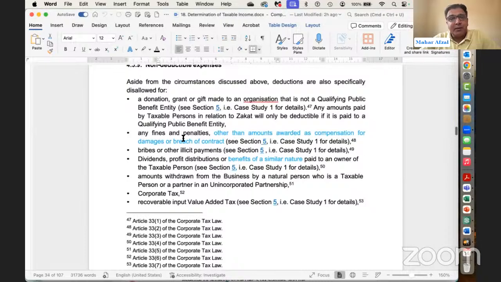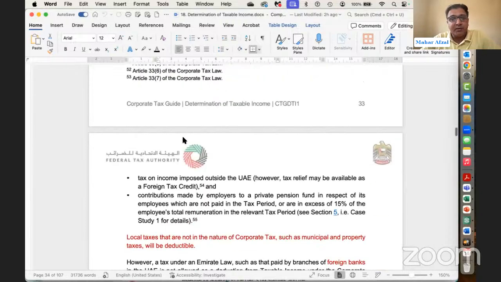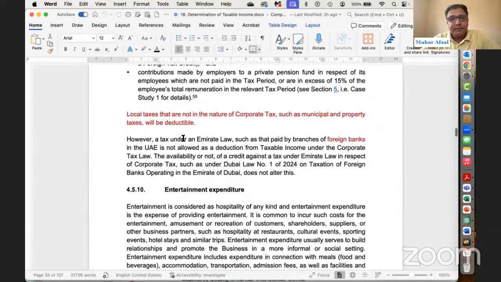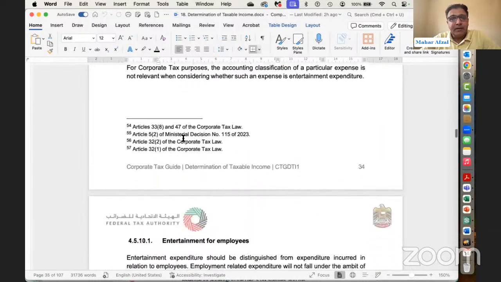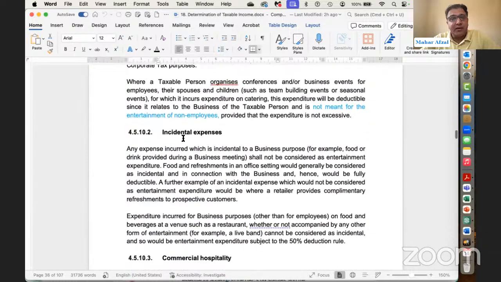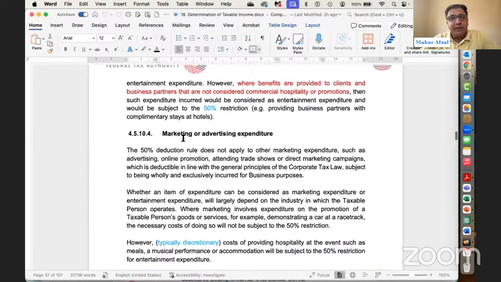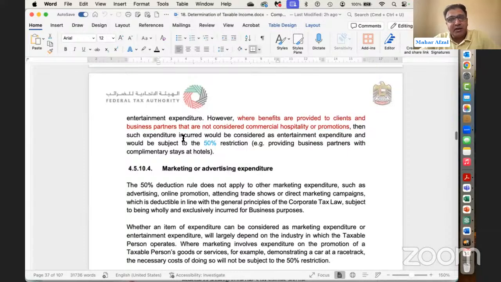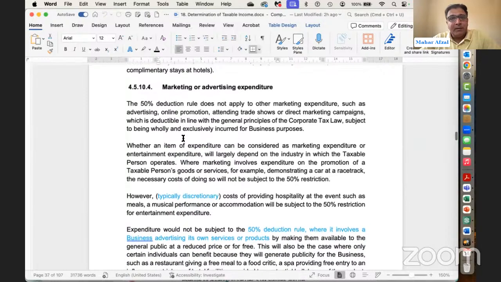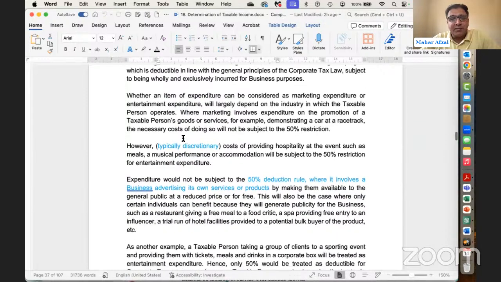Non-deductible expenses: the comprehensive list has been given in the law. They have reproduced it here as well, showing which expenses are allowed and which are not. Entertainment expenditure is 50%, employee related is 100% allowed, and incidental and commercial hospitality. Commercial hospitality means you are using pantry items in the office. Pantry items are allowed straightforwardly at 100%. Marketing and advertising expenditure is allowed.